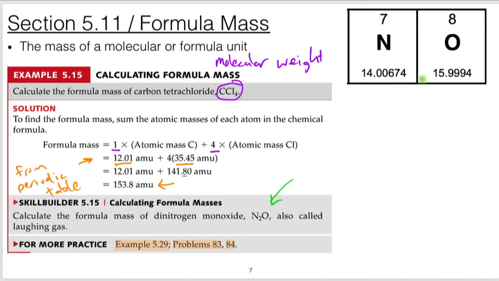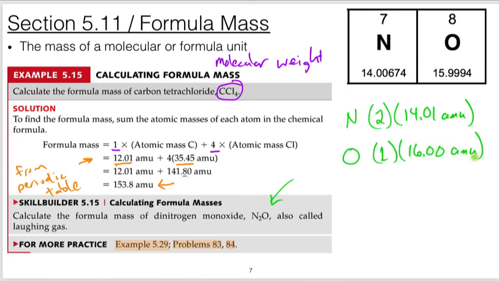I've pulled the information from the periodic table. There are 2 nitrogens. Each weighs 14.01 AMU. There's 1 oxygen. It weighs 16.00 AMU. So notice what I'm doing here, and this is fairly typical. We're going down to 2 decimal places and then rounding up where appropriate. That's where I'm getting the 0, 1, 0, 0.